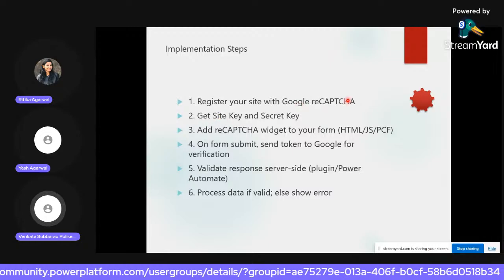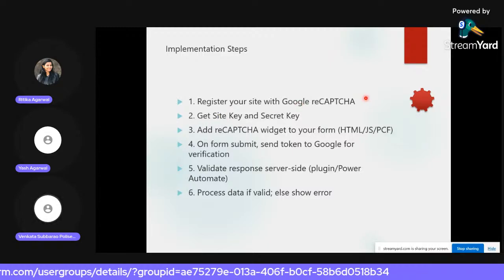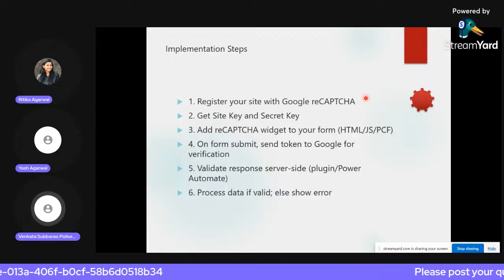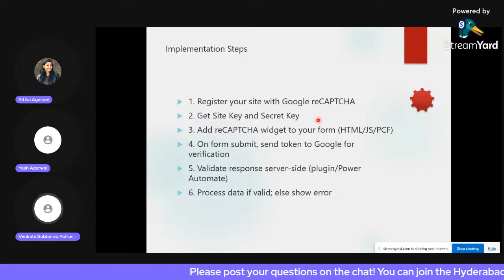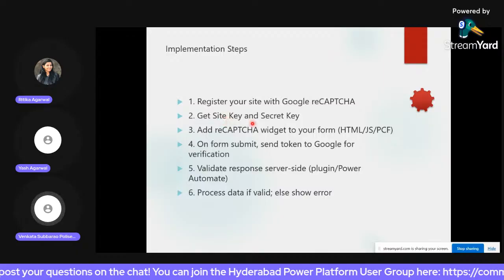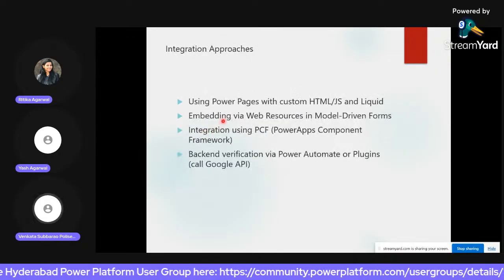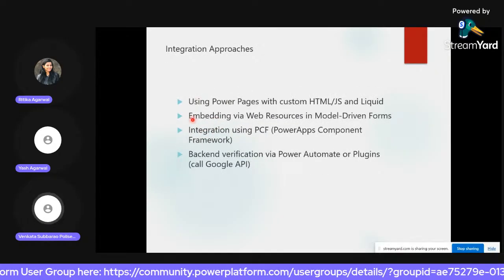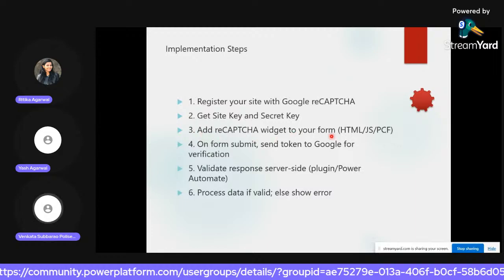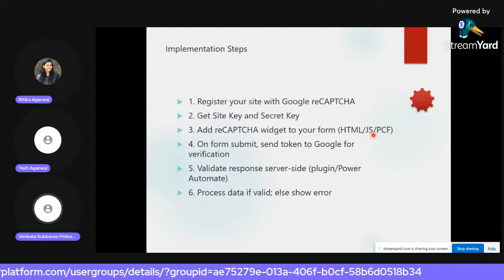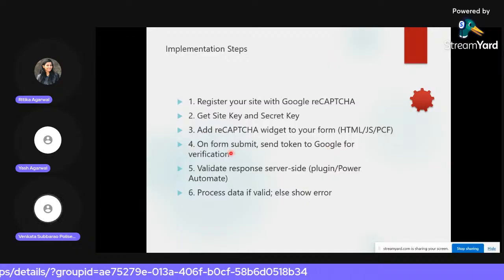Once you register, as a step one you have to provide the name of that particular project, and in that project you can provide this reCAPTCHA. Once you create any reCAPTCHA, you will get the site key and the secret key for it. After that, the step three is to add the reCAPTCHA widget to your form, whether HTML, JS, or the PCF, and on the form submit, send the token to Google for verification.